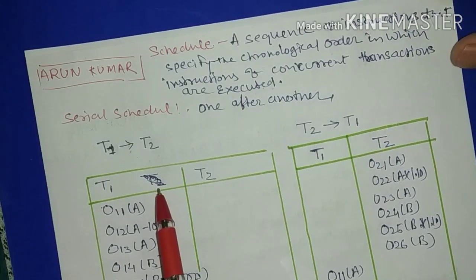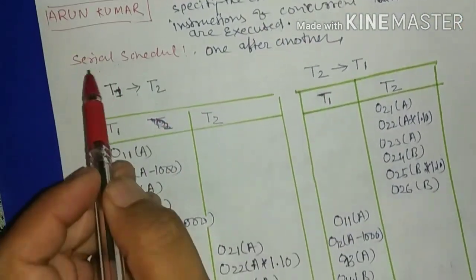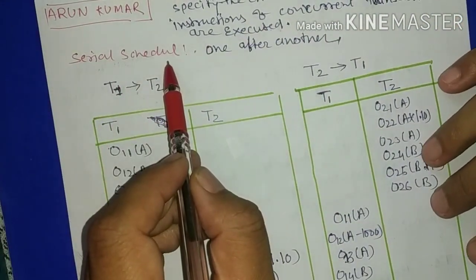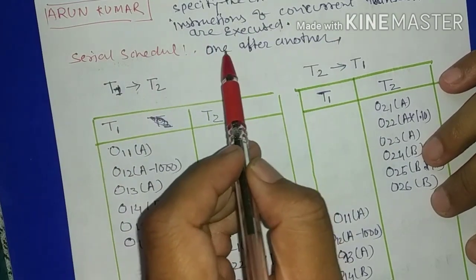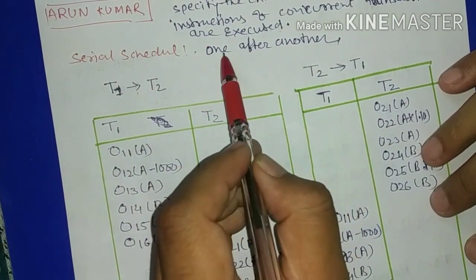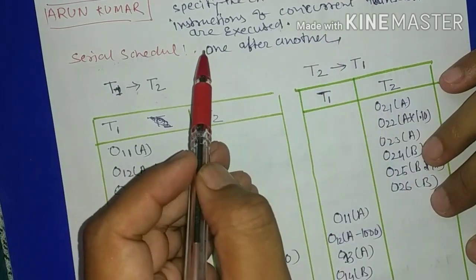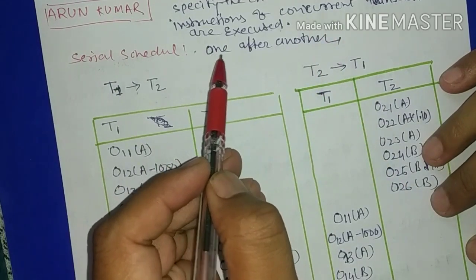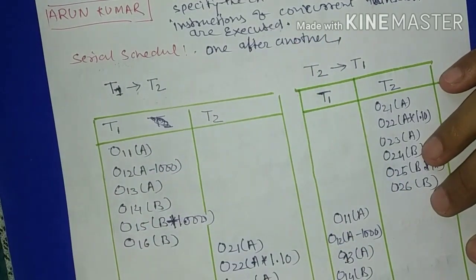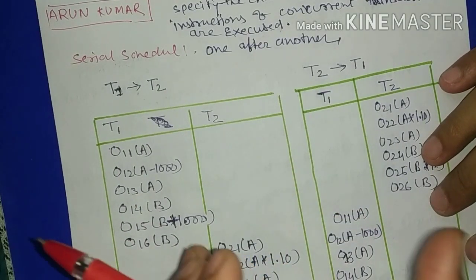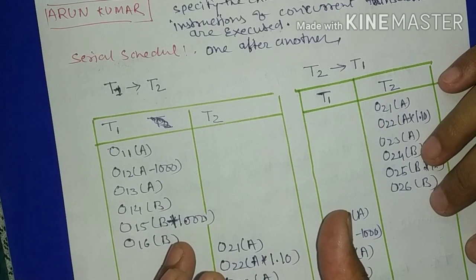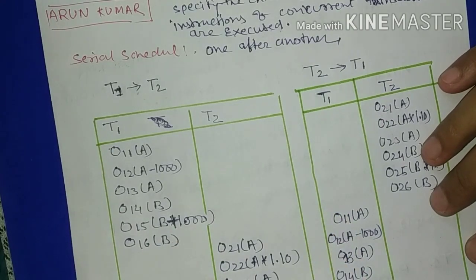So the first schedule is the serial schedule. A serial schedule is a very simple schedule. You execute one transaction after another transaction. It means first you complete one transaction, then after completing it you start the next transaction, then the next. You complete all the operations of the first transaction, then start the next transaction and execute all the operations of the next transaction, then start the next.